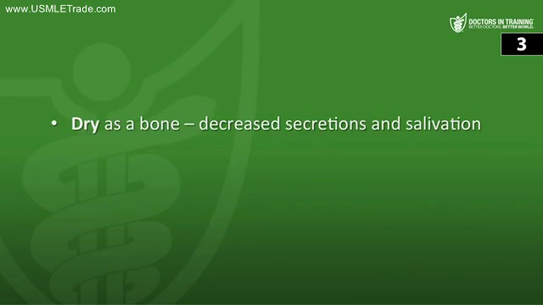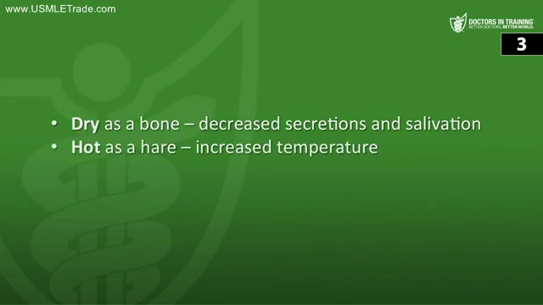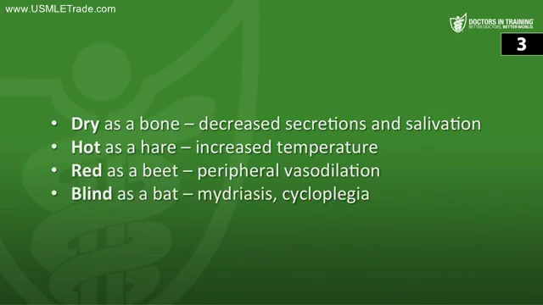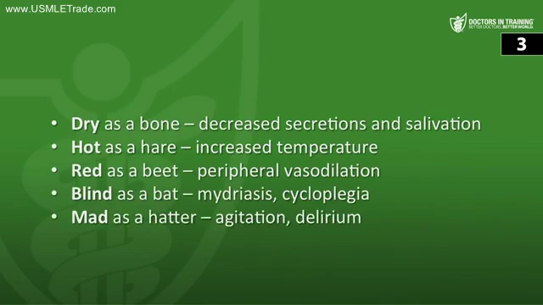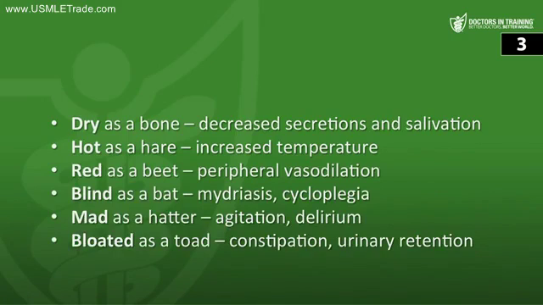Next, what are the symptoms of inhibiting parasympathetic activity? So remember, you're dry as a bone, so you have decreased secretions and decreased salivation, so anti-leaky is basically what you've got to remember here. You're hot as a hare, so that's increased temperature, red as a beet, peripheral vasodilation, blind as a bat is mydriasis and cycloplegia. Mad as a hatter, that's going to be agitation and delirium, and then bloated as a toad, that's going to be constipation and urinary retention.